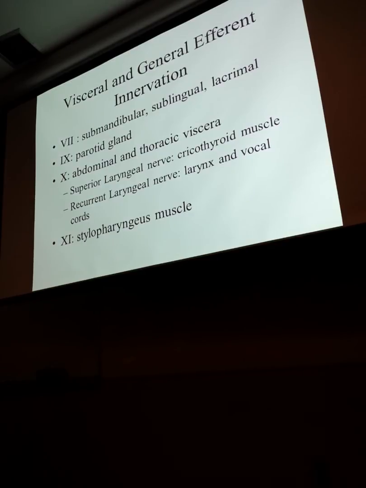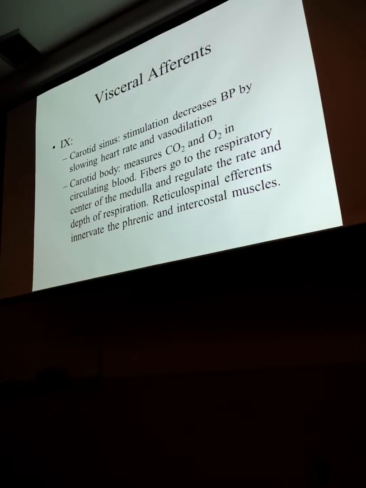And then I put down here one of the other kinds of special things that the spinal accessory nerve goes to is the stylopharyngeus muscle, which is one of the muscles that actually regulates the amount of sound that your ear can hear. So those are some interesting special things.